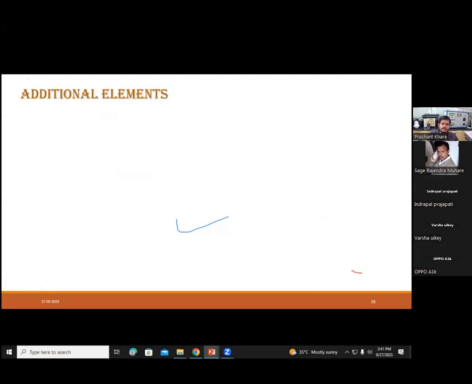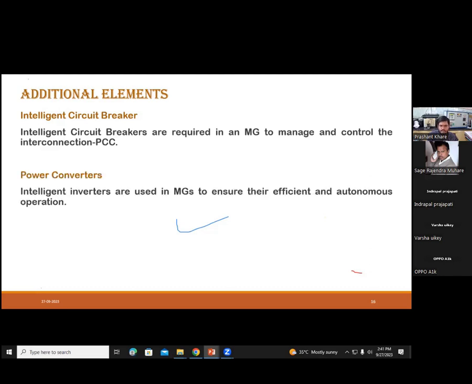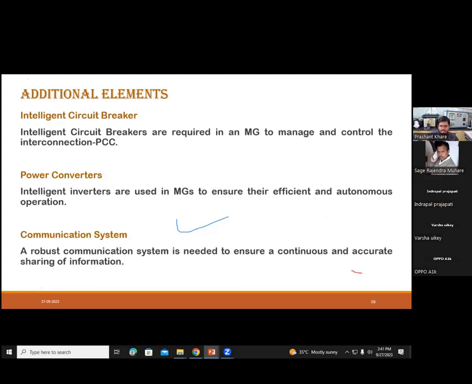Okay. So additional element I explained already, intelligent circuit breaker. See that point where your microgrid is connected to main grid. If you read the research papers on microgrid, they call that point the point of common coupling, PCC. But actually this word PCC is used for some other purpose in electric circuit. So that's why according to IEEE standard, that point is called point of interconnection, POI. Then power converter, I told already the purpose, and then communication system.